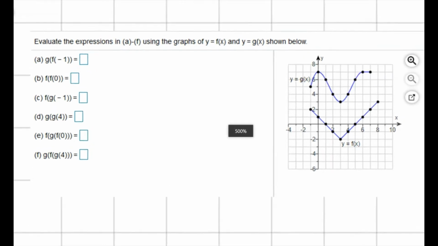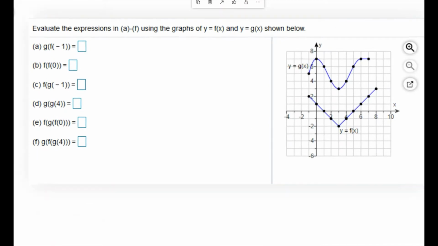So if we take a look, part A says g of f of -1, and really we just need to follow the symbols to work these problems out. And we're going to sort of act like we're doing order of operations. We do what's on the inside first. So on the inside of this expression says f of -1.